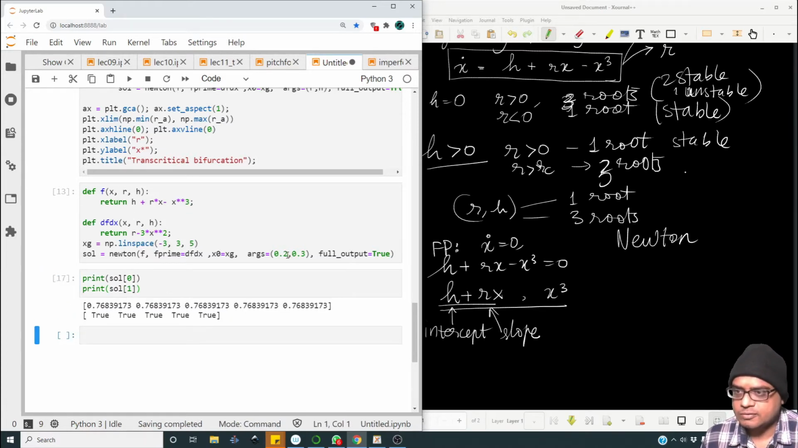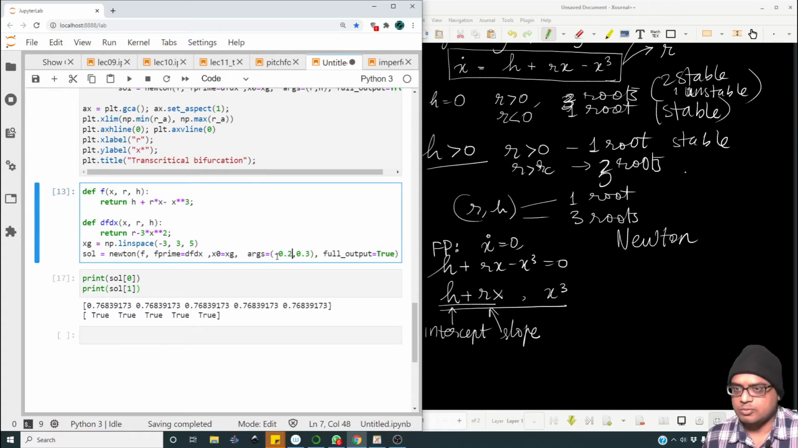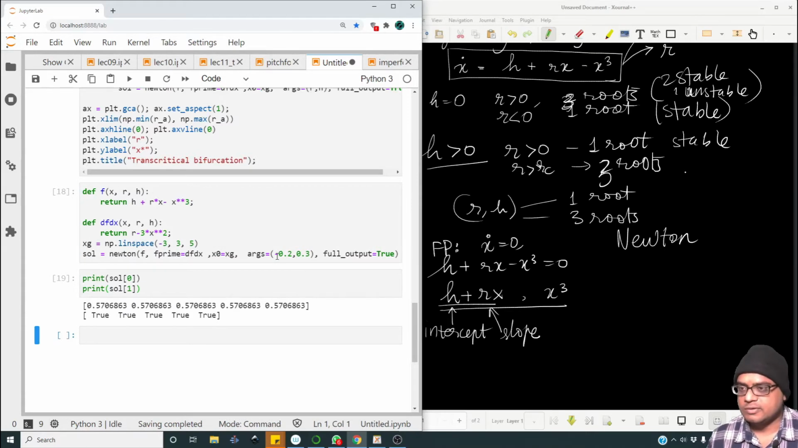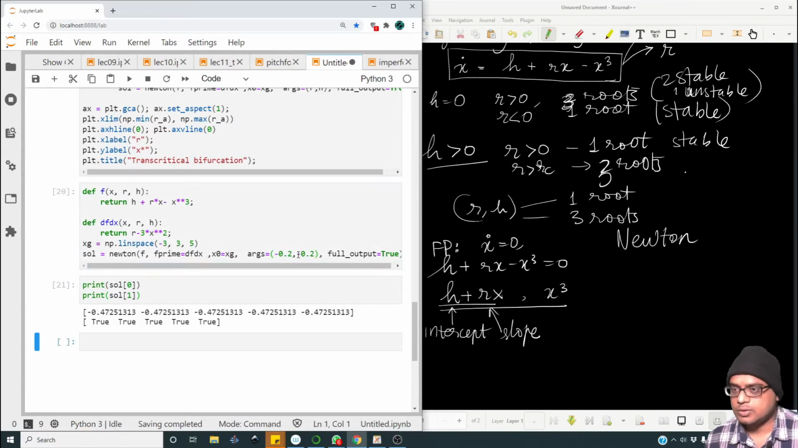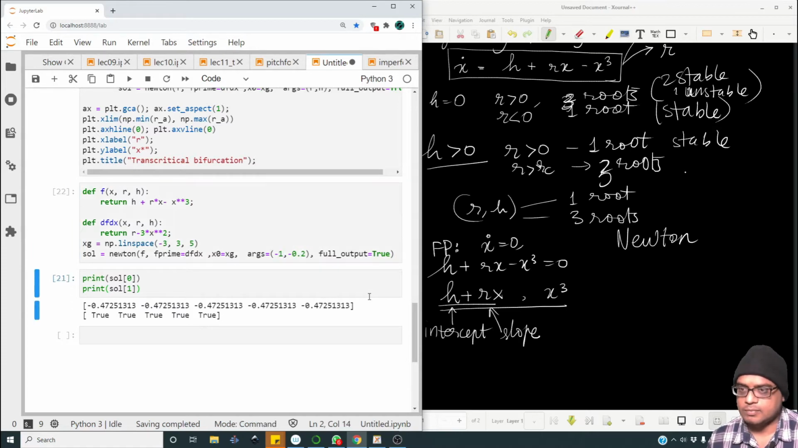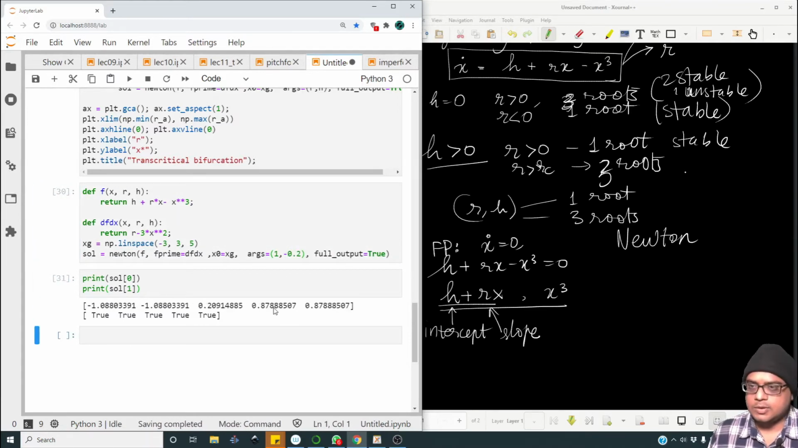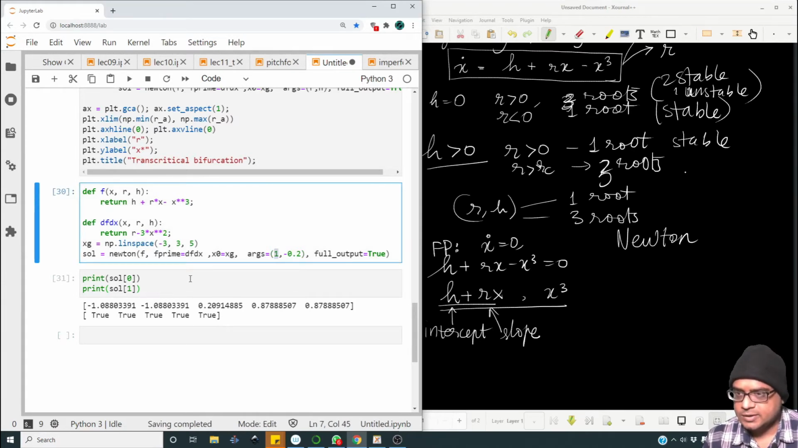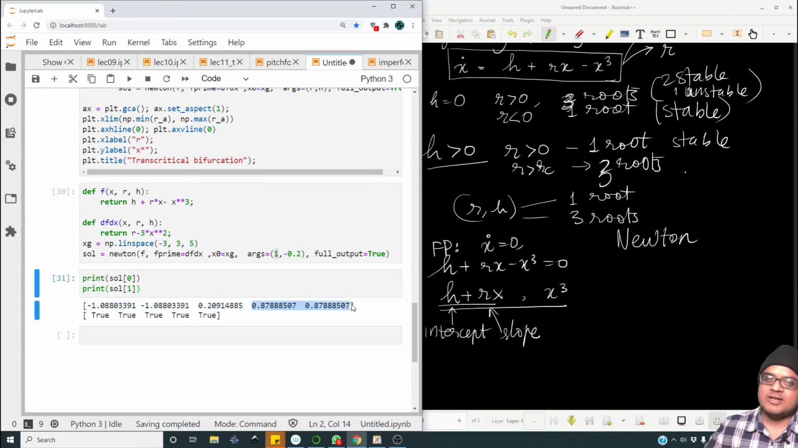Let me change the value of r to minus 0.2. Still all the roots have converged. For this parametric set, we have three roots: one is this root, one is this root, and one is this root. We necessarily give a large number of initial guess points so that even if there are multiple roots, we converge to those roots eventually. This has something to do with Newton's basins of attraction. Regardless of where we start, we are converging towards these roots.